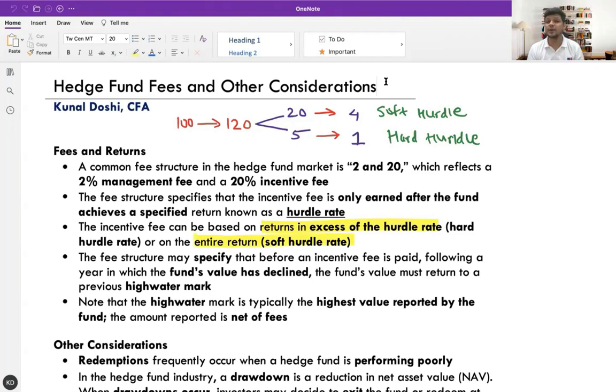So if it's on the entire $20, it is soft hurdle. You are very soft. You're giving away a lot. You like charity. But if it is only on that excess, then it's a hard hurdle. Then you are a true Indian, isn't it? Okay. So how will I come to know whether it's a hard hurdle or not? Well, everything will be disclosed before you invest into the fund. Correct.